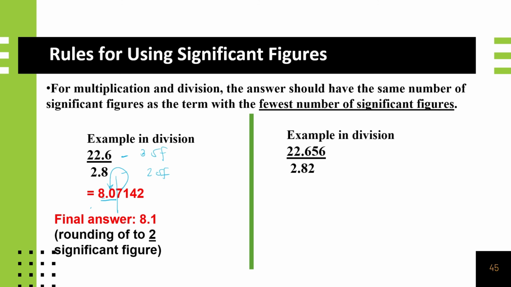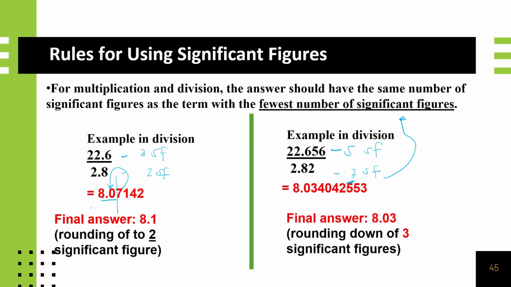Next is 26.656 divided by 2.882. So we have 5 significant figures and we have 3 significant figures. The answer must be 8.0340, 42,553. But the final answer must follow the 3 significant figures, which is the fewest one. Okay, so the answer would be 8.03 with 3 significant figures.